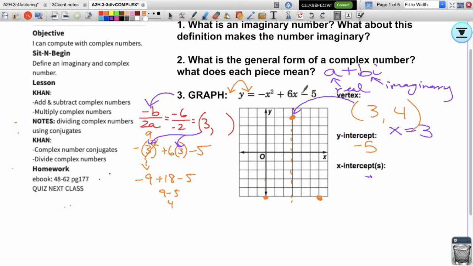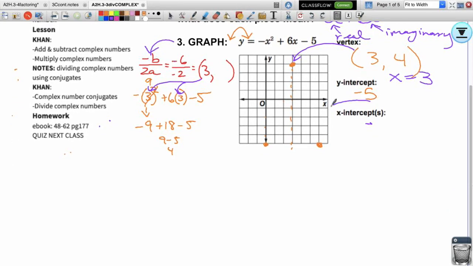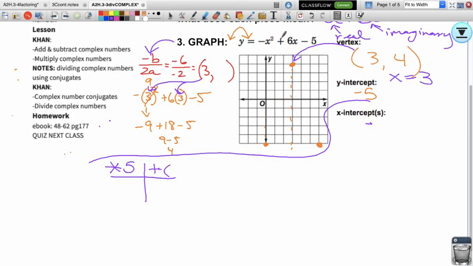I'm going to scroll all the way down and create a little table. What multiplies to be my a times my c value? So what multiplies to be 5 and adds to be my b value, which is a positive 6? So what multiplies to 5 and adds to 6? That's nice, right? 5 is prime, so the only thing that's going to work there is 5 and 1, or -5 and -1. But we want a positive 6 here, so it's going to be 5 and 1.